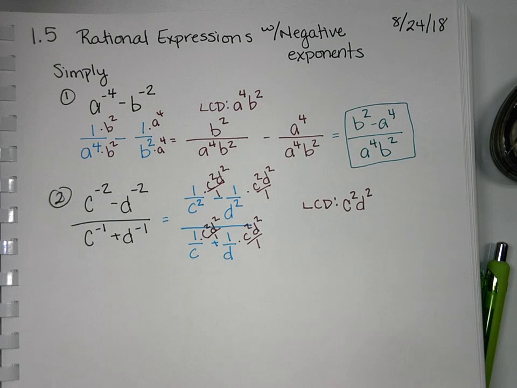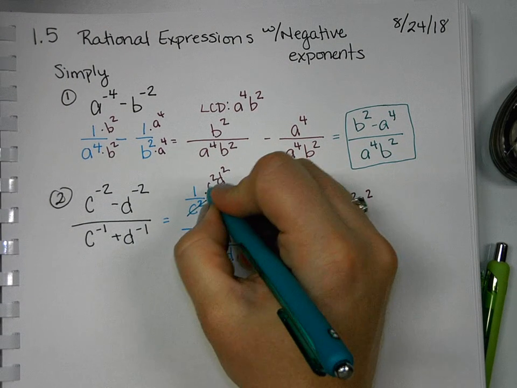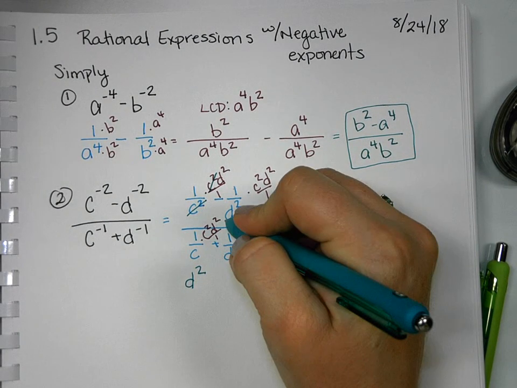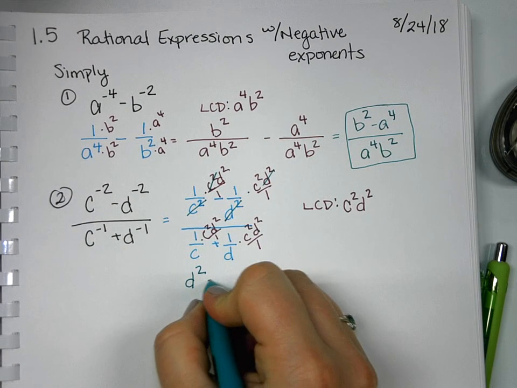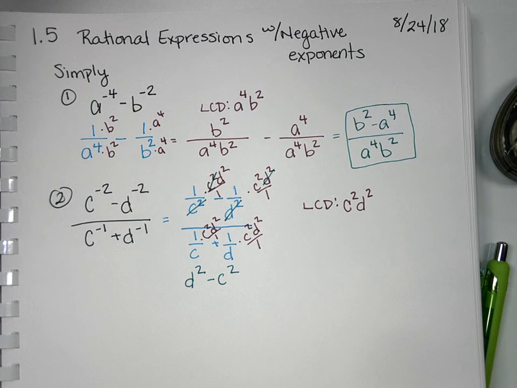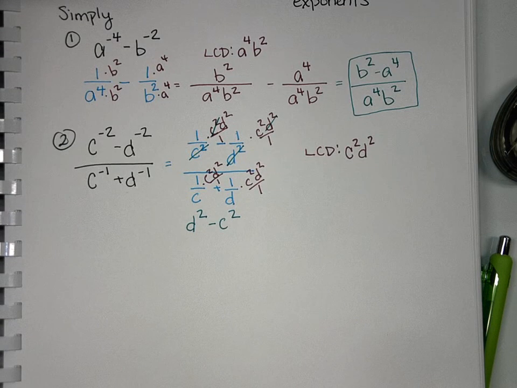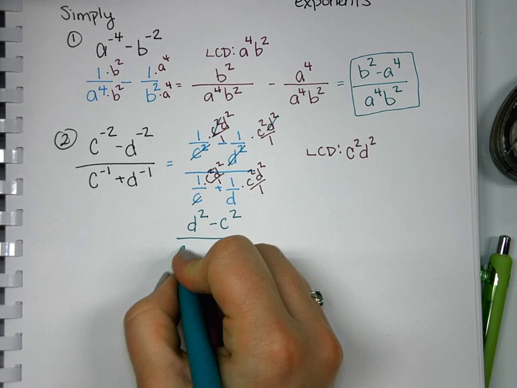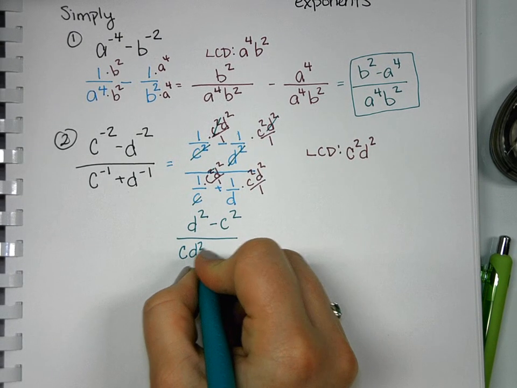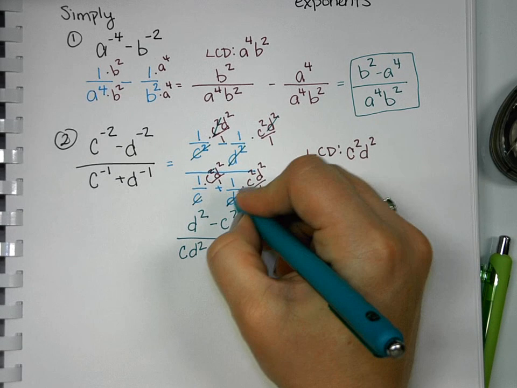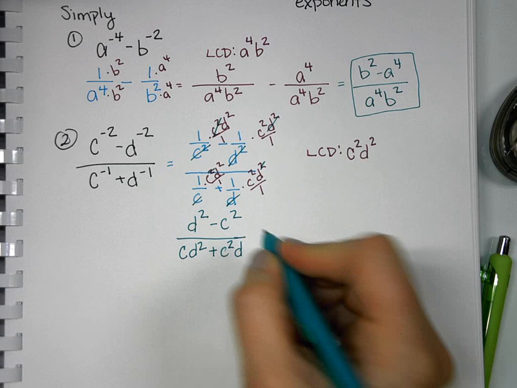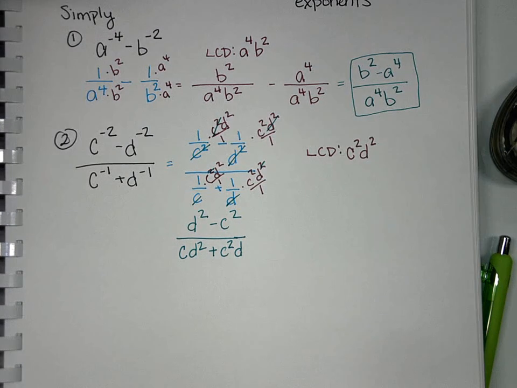So after we do that, let's see, c squareds will cancel, leaving us with a d squared. Here, d squareds will cancel, leaving us with a c squared. And then on the bottom, 1c will cancel, leaving us with cd squared. And over here, 1d will cancel, leaving us with c squared d. Okay, so now we've got it into just one fraction.